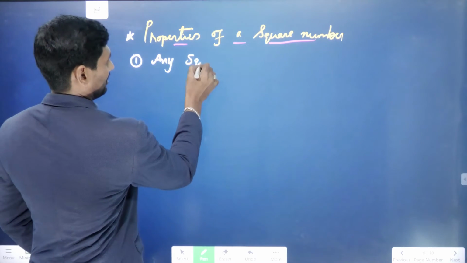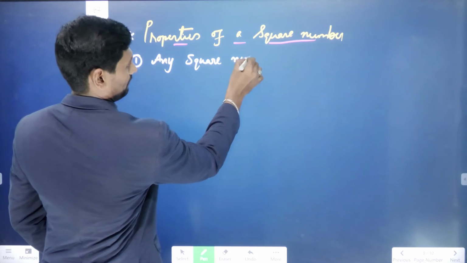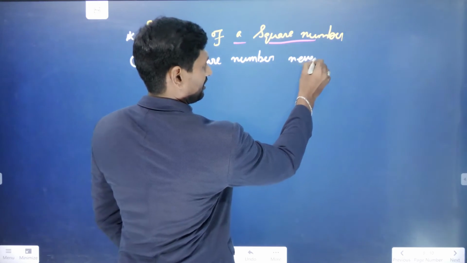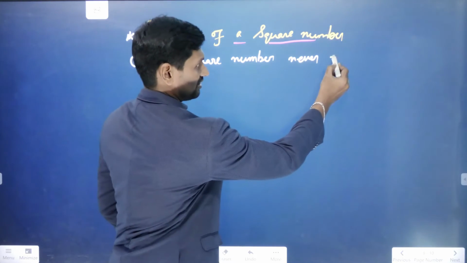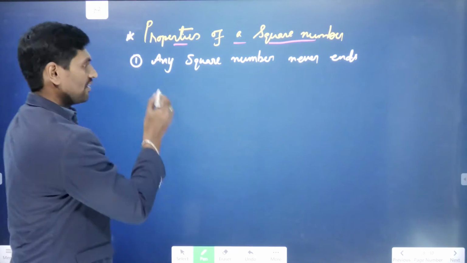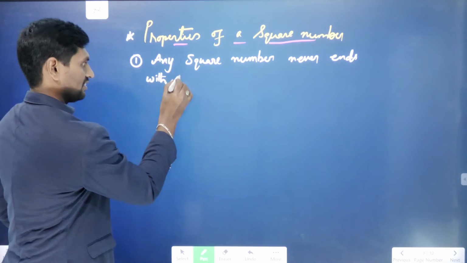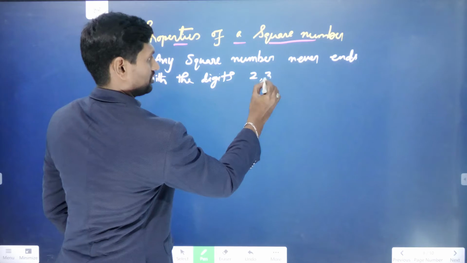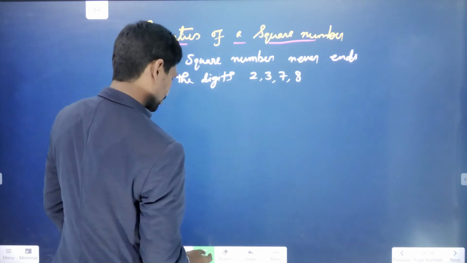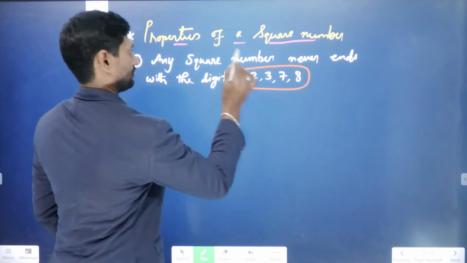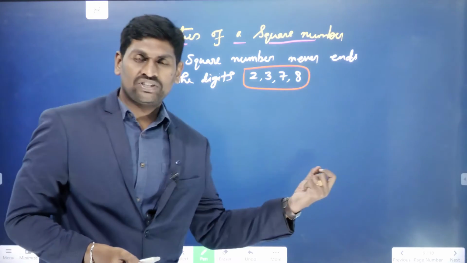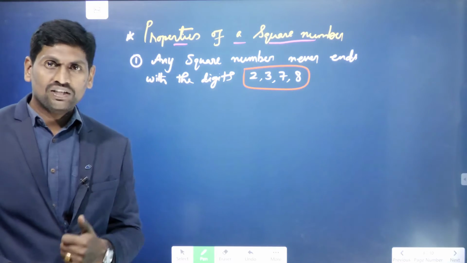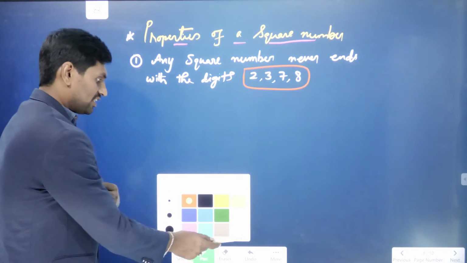Any square number never ends with the digits 2, 3, 7, 8. Very, very important. That means if any number ends with these four digits, it is definitely not a square number.